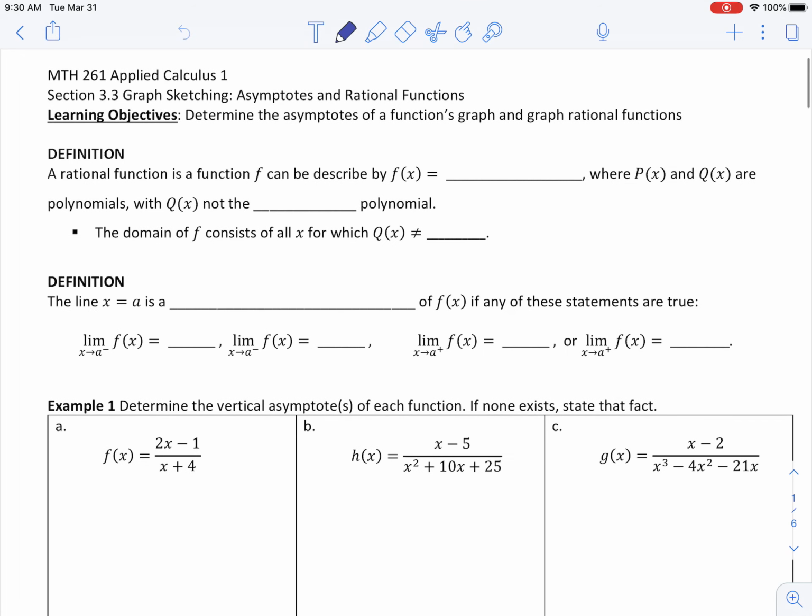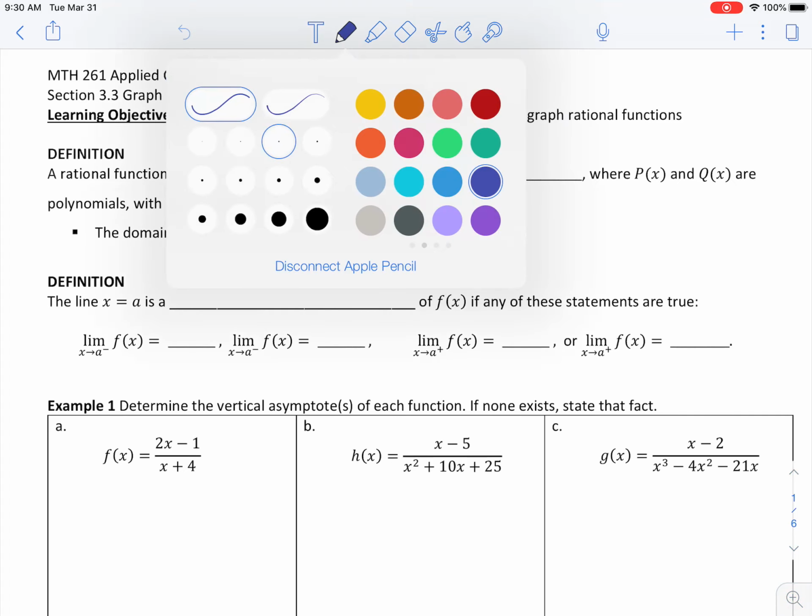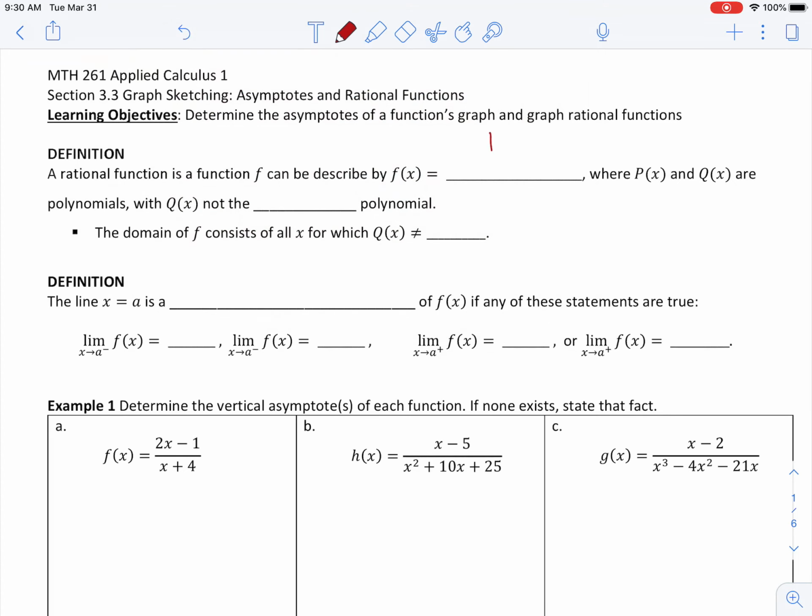All right, first let's define a rational function. A rational function is a function that can be described by a ratio of two functions. So let's write down P over Q. So f of x is going to be a ratio of two polynomial functions, where P and Q are polynomials with Q not the zero polynomial. Just like in a fraction, we're not allowed to have 0 in the bottom of the fraction. So Q of x cannot be 0.